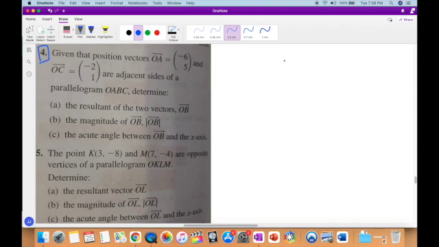Now, I will always draw a sketch for a vectors question because it helps you see things a lot easier, right? So the position vector OA is (-6, 5). I am reading nothing else yet. 1, 2, 3, 4, 5. Negative 6, positive 5. 1, 2, 3, 4, 5. So that is the point A, (-6, 5).